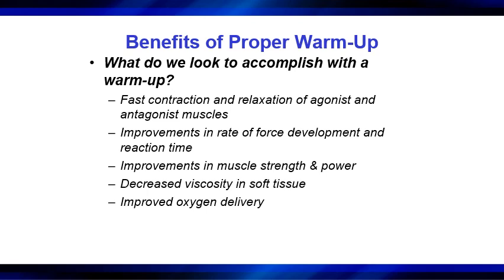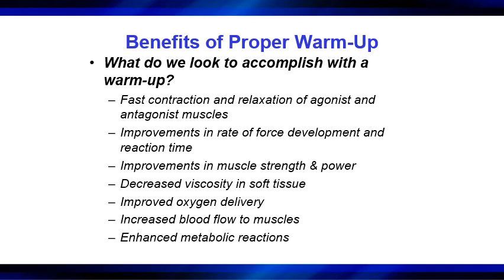Improved oxygen delivery. We know that the oxygen delivery to the active tissues needs to be increased with this. Your textbook talks about how you get improved oxygen delivery due to the Bohr effect. The higher temperatures that develop in the tissue as a result of the warm-up allow the oxygen to be delivered in a more efficient manner. Increased blood flow to muscles. That would be an obvious part of the warm-up. We're increasing blood flow to the active musculature. That's going to help deliver, and that'll also help improve oxygen delivery to the muscles as well.